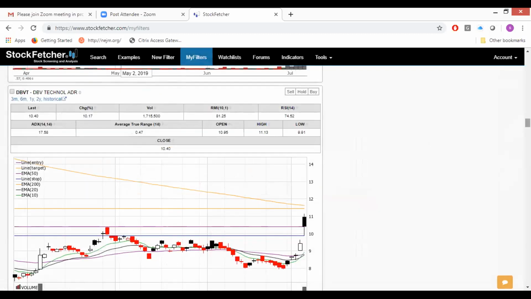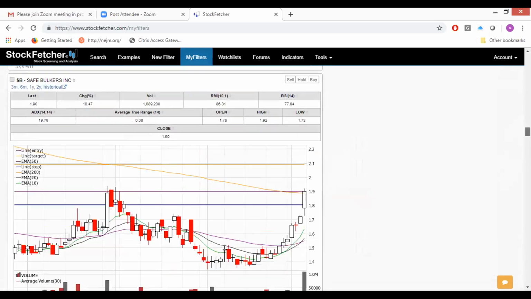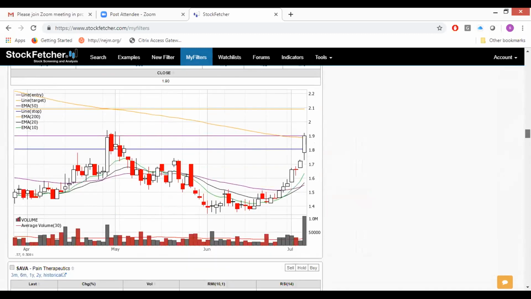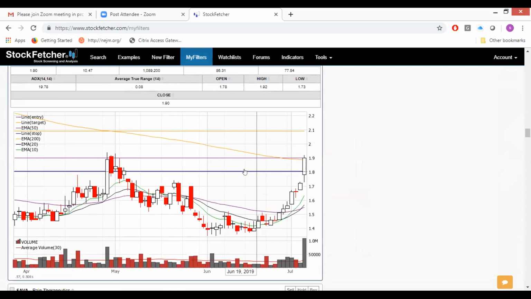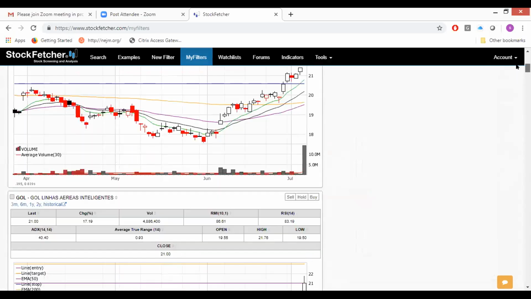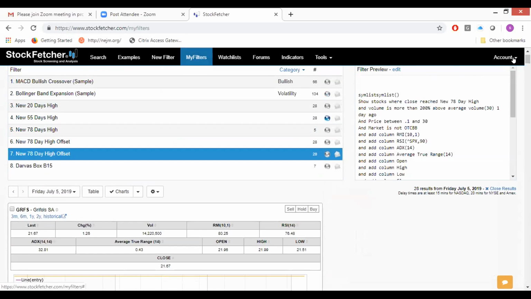Let's see what else came up. This again looks like it's still under the 200, so no good. Right? Still under 200, yes. So we're not interested. Which filter did you open up? I opened N78, new 78-day high, offset one. What I would like you to do is click on Friday, July 5, 2019 on the drop down.